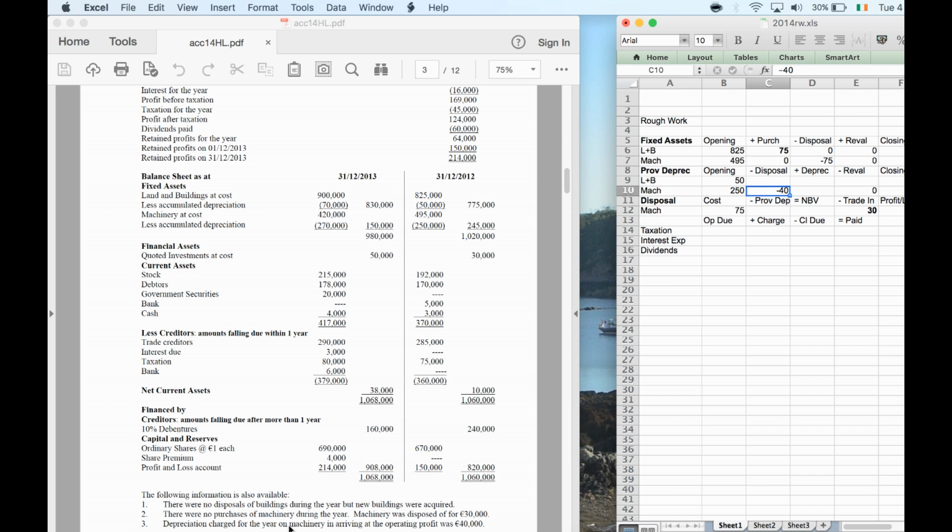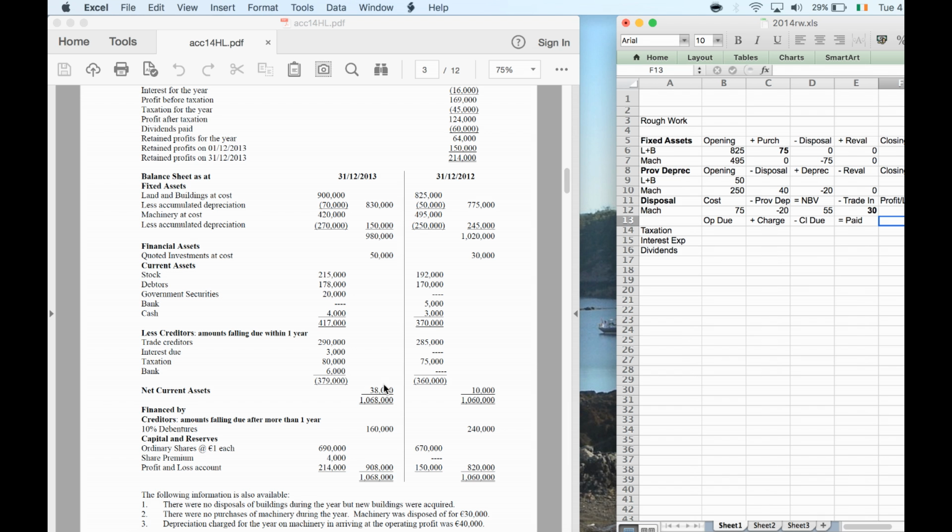Machinery depreciation for the year, arriving at operating profit, so that's depreciation expense is 40. That's a plus figure. So that means my provision for depreciation at the end of the year should be 90, but it's 40. So therefore there was 20 grand provision written off over the years on the thing that I got rid of. So the 20 grand goes in there. So the net book value of the thing I got rid of was 55. I traded it in, I got 30 for it, so I made a loss of 25.